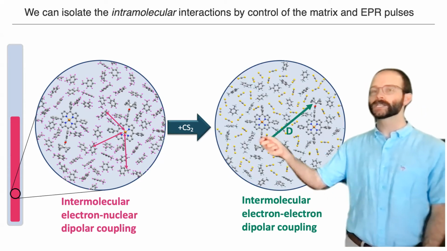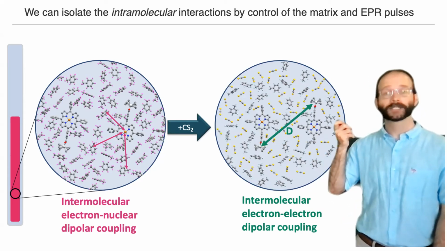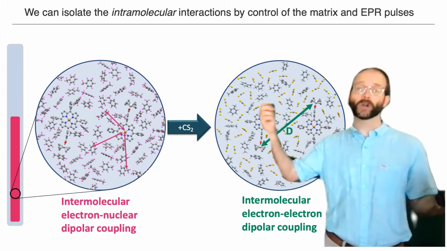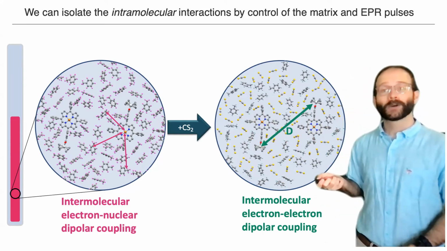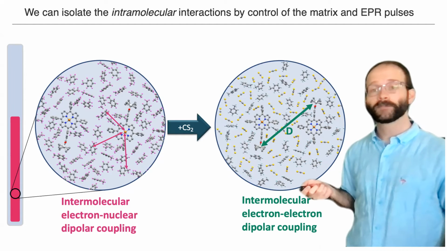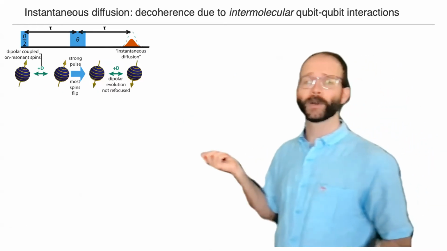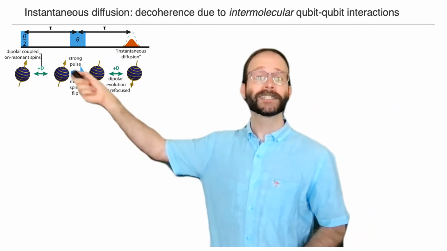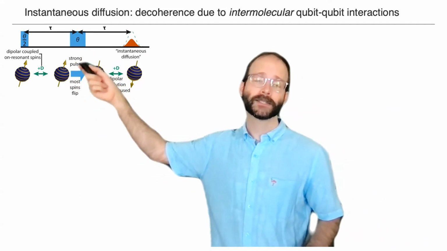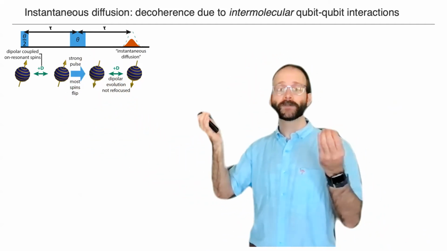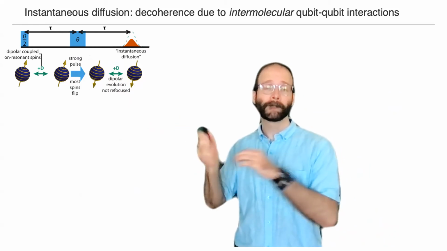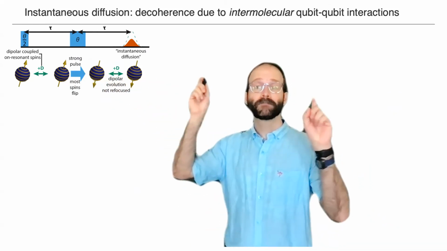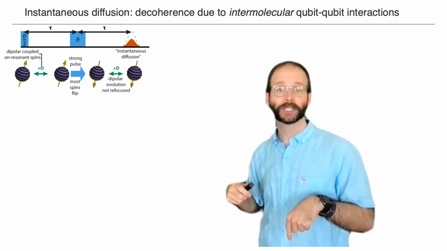But we still have to worry about the intermolecular electron-electron interactions. Since electron spins have a much bigger magnetic moment, their interactions persist over much longer distances. This, however, we can control with careful design of microwave pulses. And so the phenomenon that we're worried about here is called instantaneous diffusion, so-called because this decoherence occurs instantaneously by our refocusing pulse. The way this works is if you have two spins with the same control frequency that are interacting through space, if your refocusing pulse flips both of them, it does not refocus their interaction.